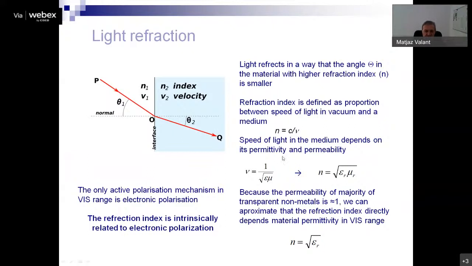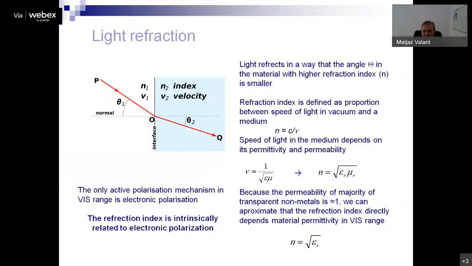So in the vacuum, the speed of light in the media, we know, depends on its permittivity and permeability. We can write this as it is shown here. And if we put all that into the equation, we would see that the refraction index depends on permeability and permittivity.